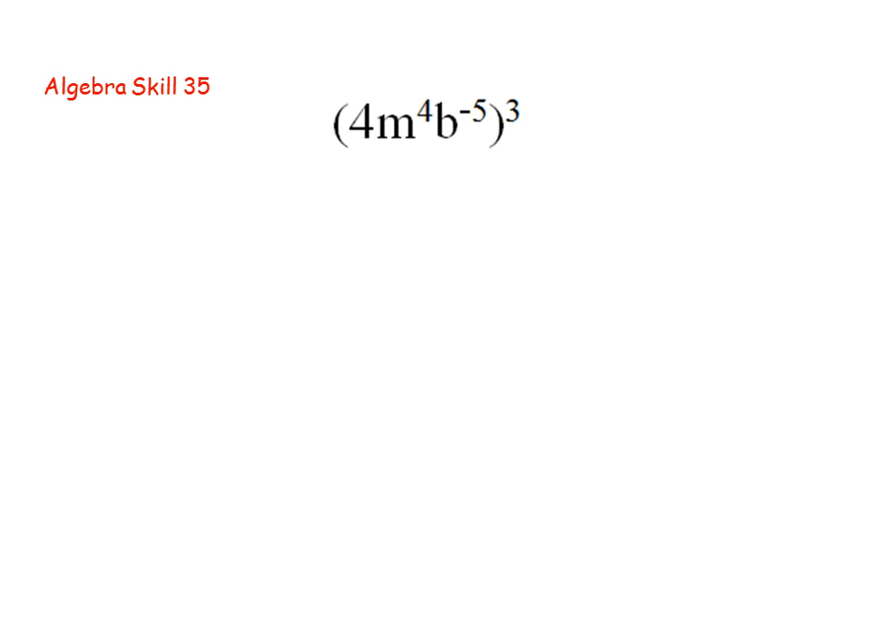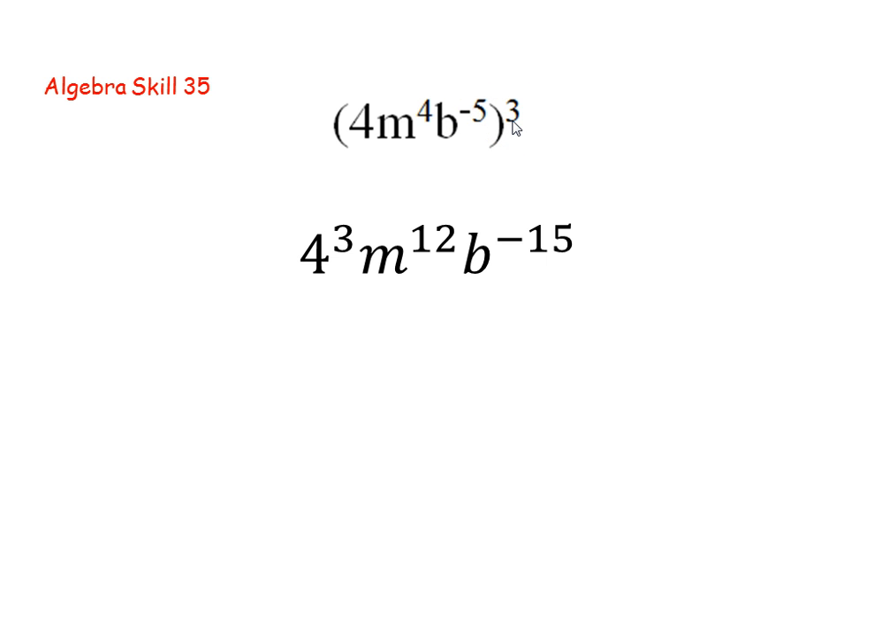Algebra Skill 35, we have 4m to the fourth times b to the negative fifth, all of this to the third power. So we have 4 to the third power, we have m to the fourth to the third power, and we have b to the negative fifth to the third power. So what this is going to look like is 4 to the third, because we're doing 4 times 4 times 4, because of this exponent of 3. We're doing m to the fourth times itself 3 times. So we'll have m to the fourth times m to the fourth times m to the fourth. And then we have b to the negative fifth 3 times.